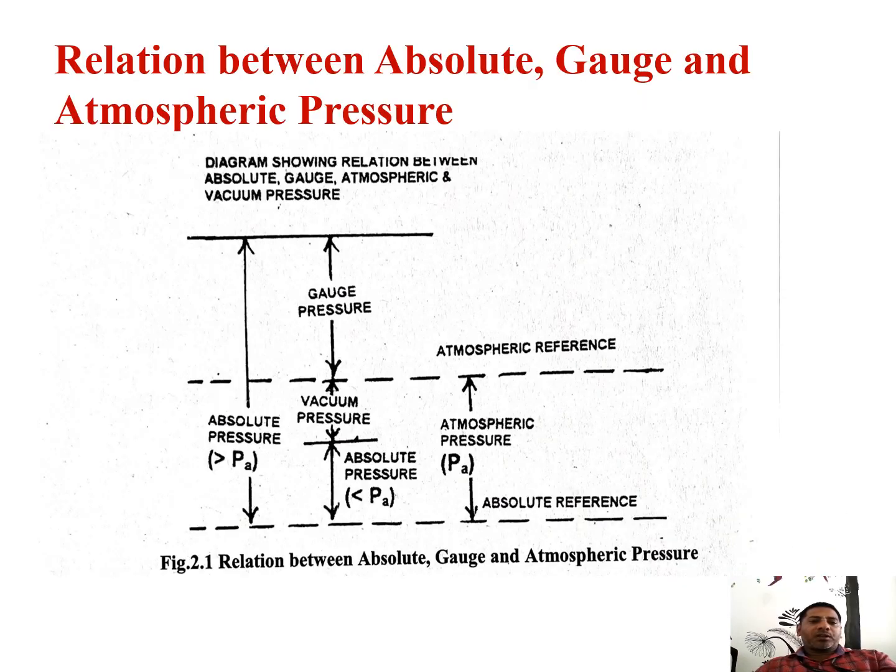Next, we see the relation between the absolute, gauge, and atmospheric pressure. There is the atmospheric reference. Above the atmospheric reference, there is the gauge pressure, and below the atmospheric reference, there is the absolute pressure, and also combinations of vacuum pressure. Here, the atmospheric reference is taken as the atmospheric pressure and the absolute reference.